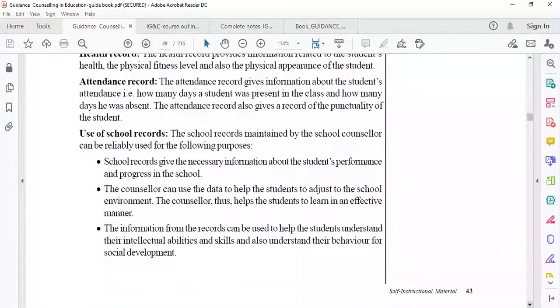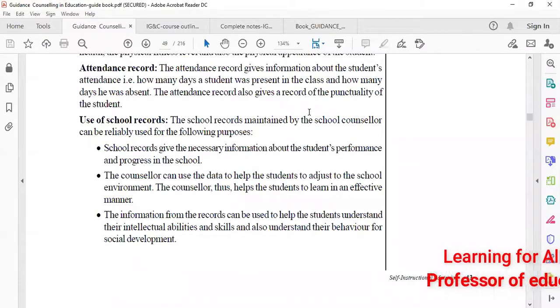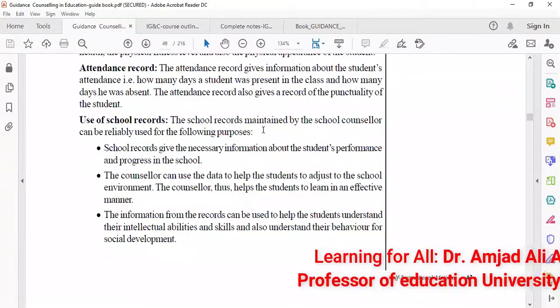Likewise, attendance record and application and use of a school record. Now, what is the application and use of a school record? The school record maintained by the school counselor can be reliably used for the following purposes. A school record gives necessary information about the student's performance and progress, and it also enables a counselor to provide better counseling to a client.